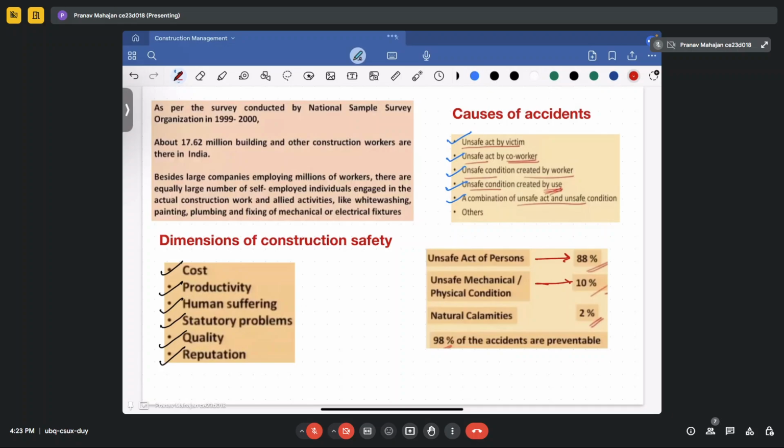10% is due to the physical or mental condition, or the mechanical condition of the equipment or the labor involved at the site, and 2% is due to natural calamities. Natural calamities we can't reduce, so only the first two are contributing to the 98% of the total accidents occurring at the sites. So if we try to remove even the first two causes, that means 98% of the accidents at the sites can be removed.